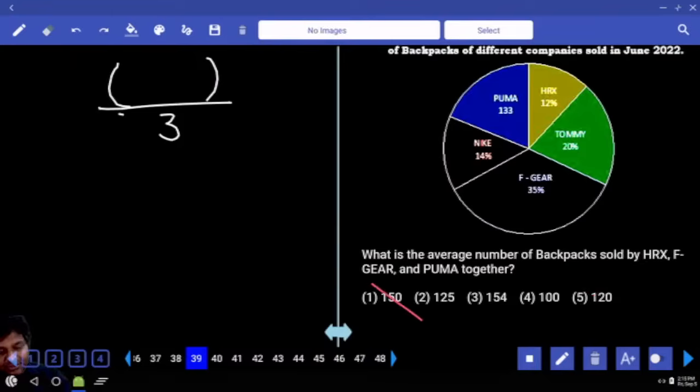Can it be the first option? Second, see, slowly here, 125. You treat it as 140 minus 15. 140 is a multiple of 7. Is 15 a multiple of 7? This is not a multiple of 7. 154, yes. 100, no. 120, no. There is only one multiple of 7.